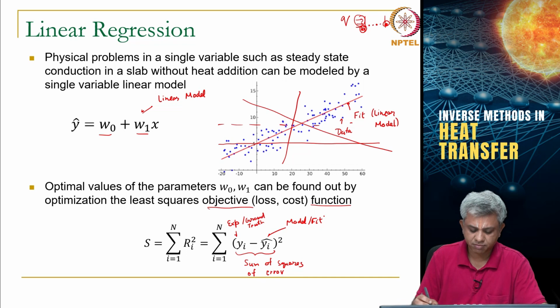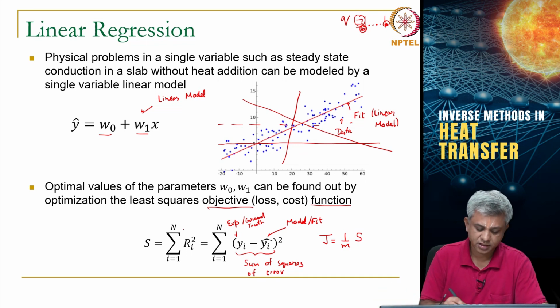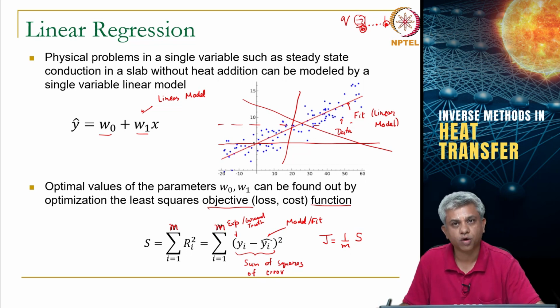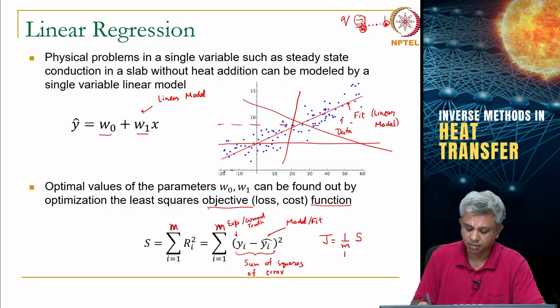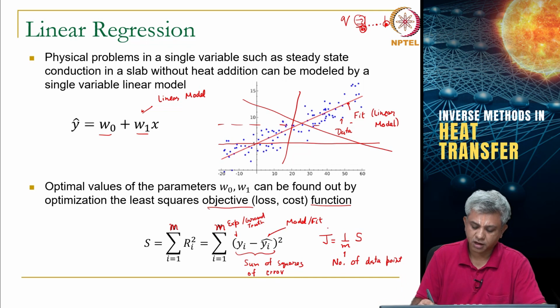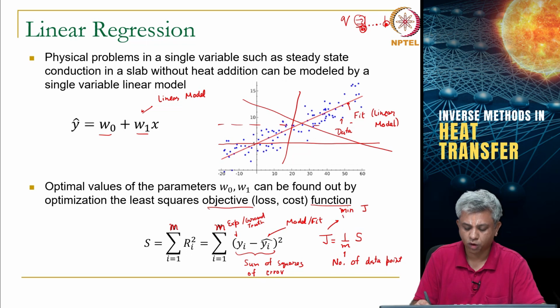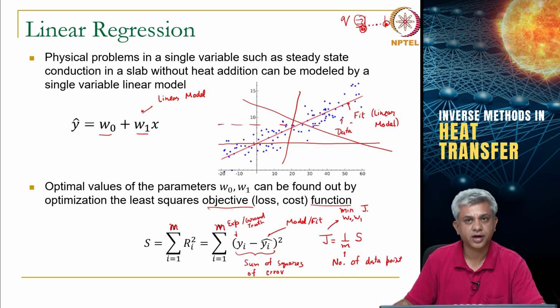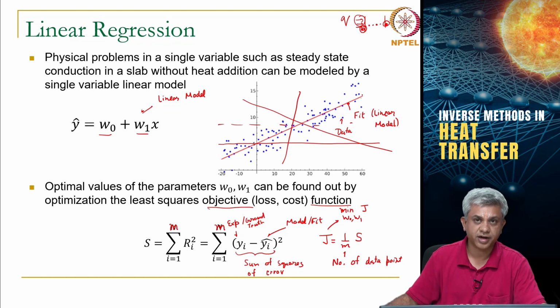I also used the term J, which was just the mean value of S, where m, in this case I have written n, really speaking you should treat this as m, it does not matter whether capital N or small m, is the number of data points. So, we have defined these quantities and what we decided was for optimal values of W0 and W1, we want the minimum value of J over all possible values of W0 and W1, because that will give us the best fit curve.